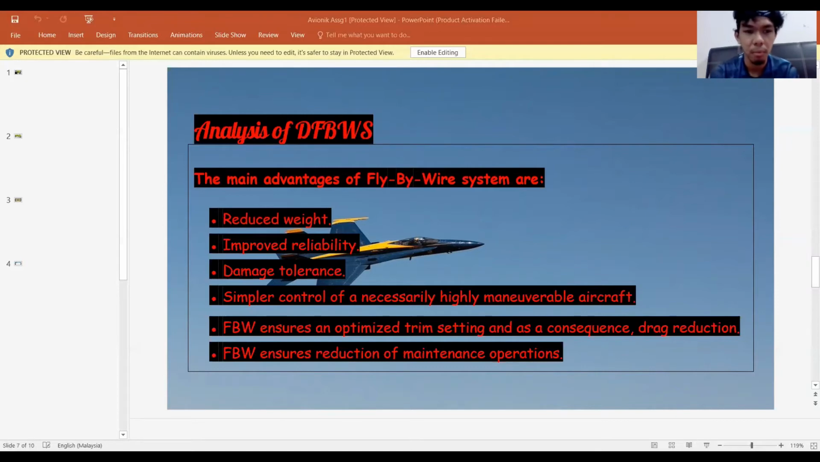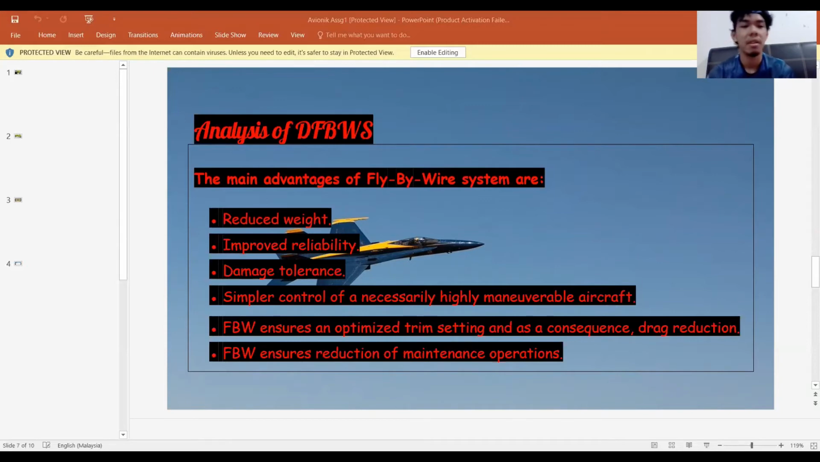Next is improved reliability. The reliability of an aircraft increases using digital fly-by-wire system. Next one is damage tolerance. Less damage can occur to a modern aircraft which are using fly-by-wire system.